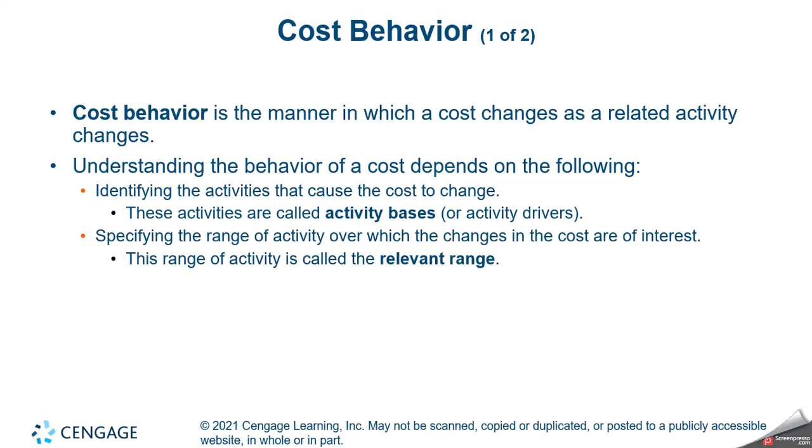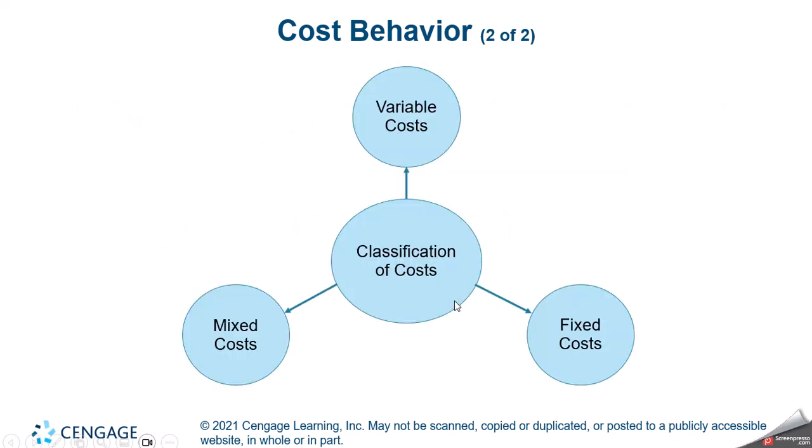So say if I'm operating within the confines of my factory, as long as I remain in the confines of that factory, my sales can go up and down. If all of a sudden my sales boom, like exploded, and I had to have two factories, then I'm outside of my relevant range because again, it's way bigger than expected.